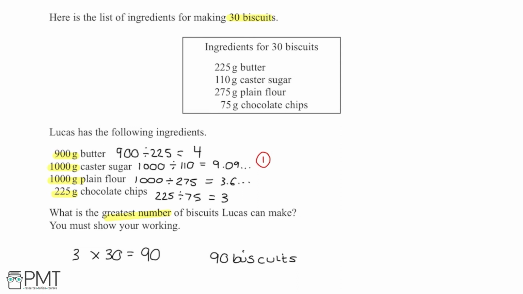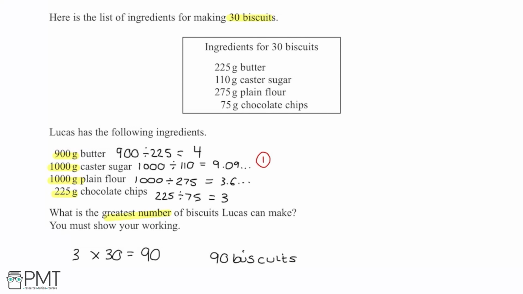And then this mark could have been awarded for other things to start the process, for example, a full method to find the maximum number of biscuits for one ingredient, or the amount required for one biscuit for at least 2 ingredients. There's a couple of different ways you could go about gaining this first mark, but just something to start off this process.